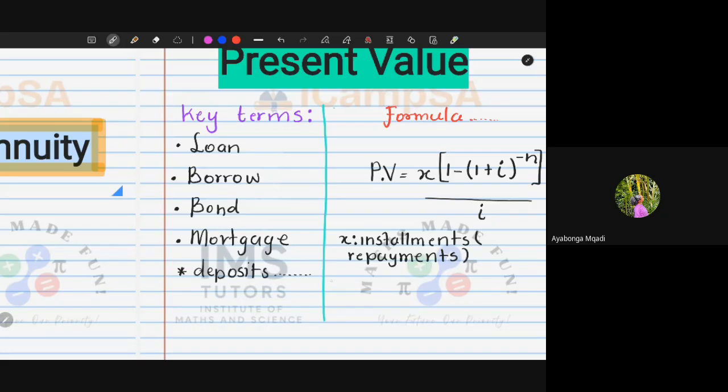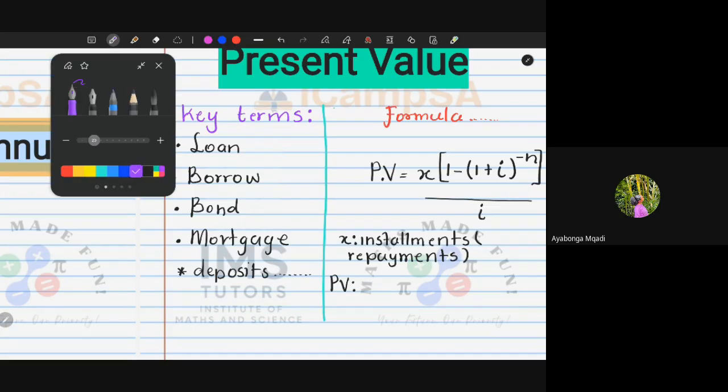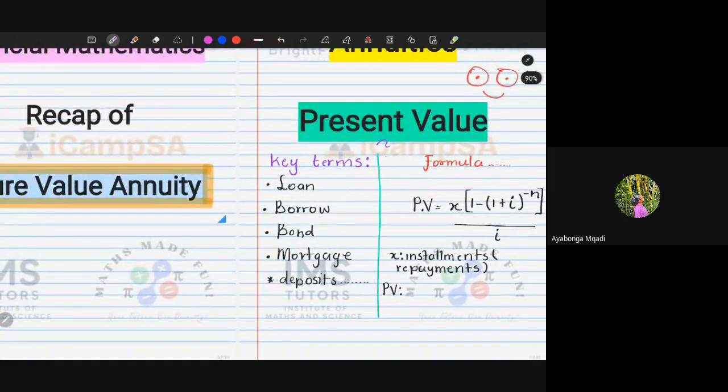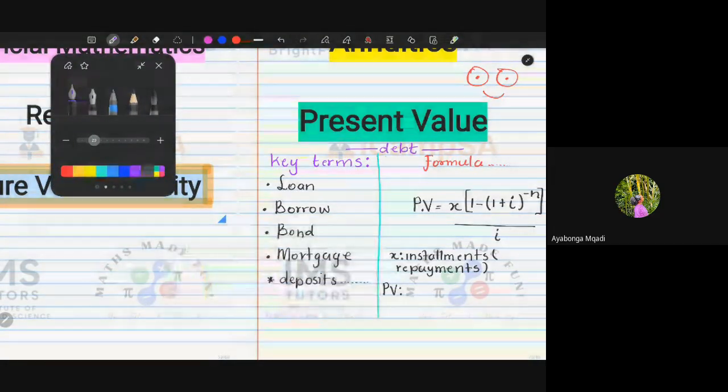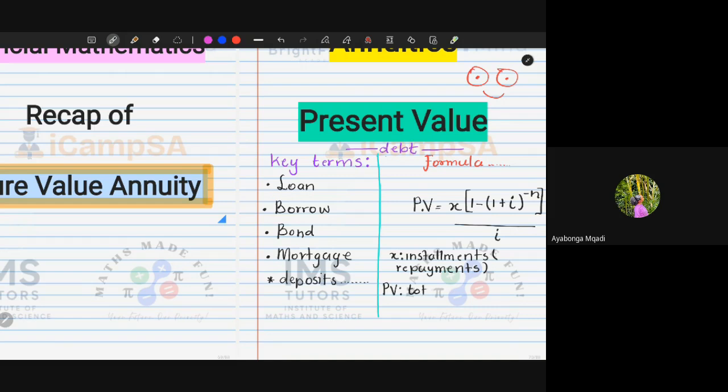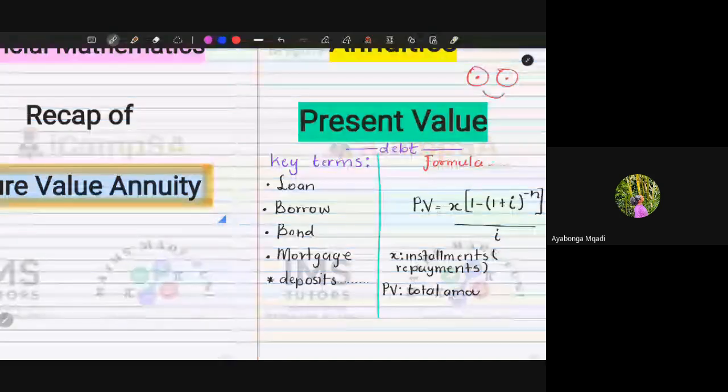If you look at PV, PV is the present value, we call it. But for the purposes of our problems, what you should understand is that PV would be the amount which we owe. Remember, I said with present value, all we are dealing with essentially is debt. Debt is money which we owe one way or another. It's either we owe the bank the money because we bought a car or a house and so on. So PV would be the total amount owed.